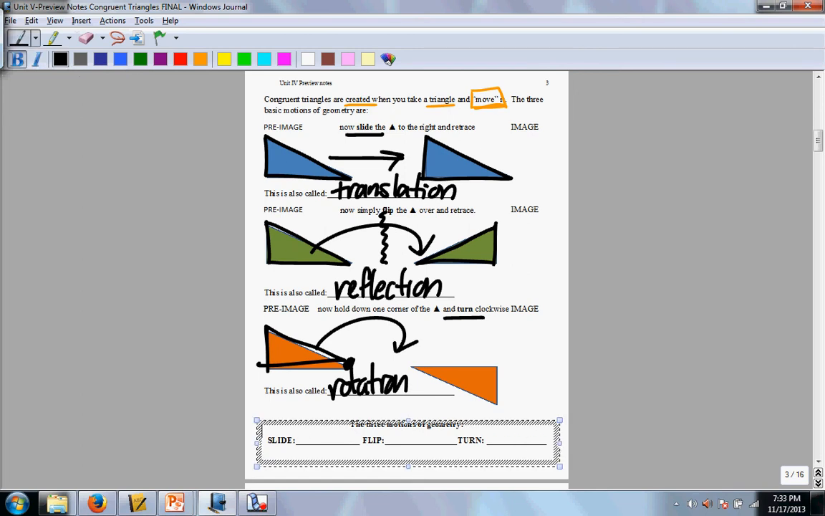So the three motions that you need to be familiar with are translation, reflection, rotation. Translation, reflection, and rotation.